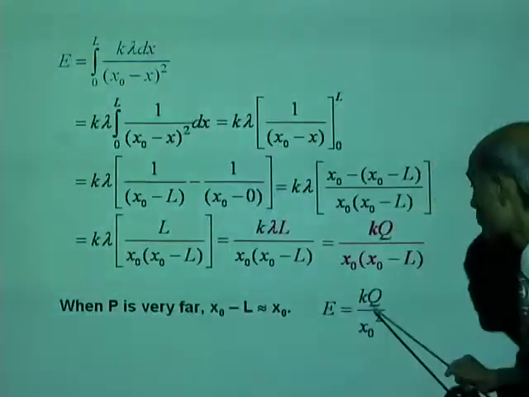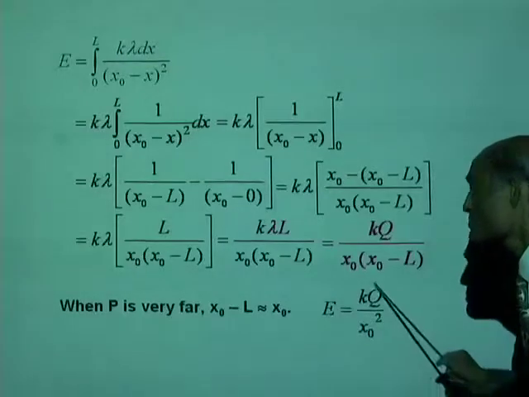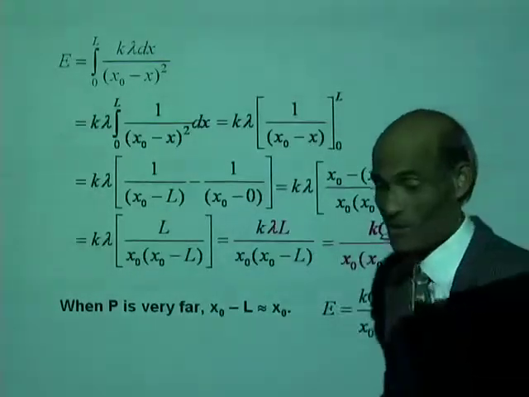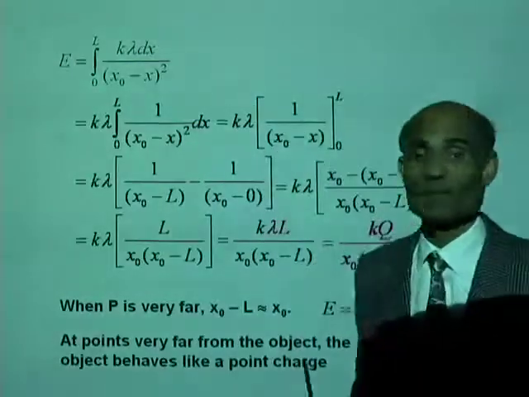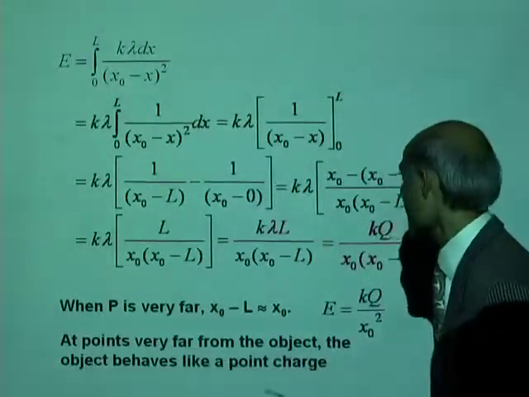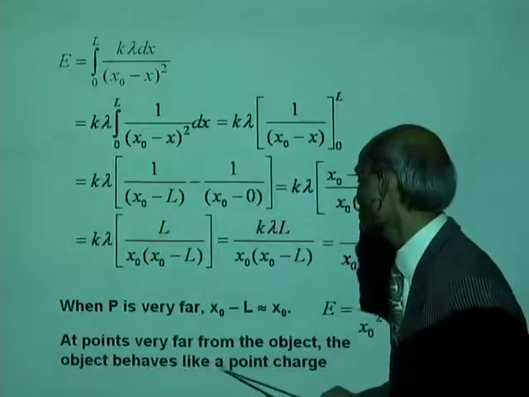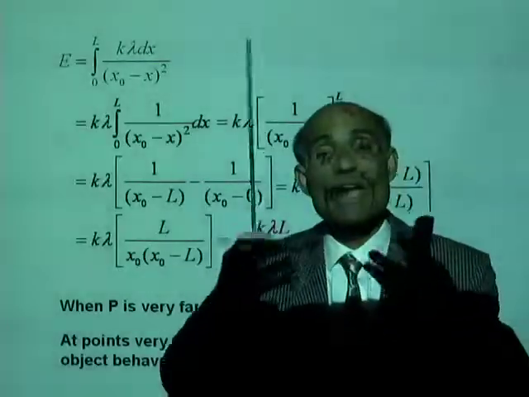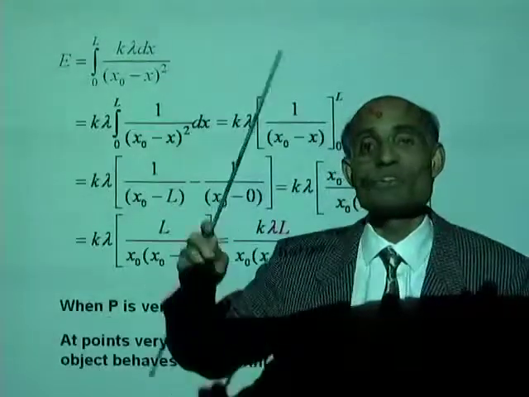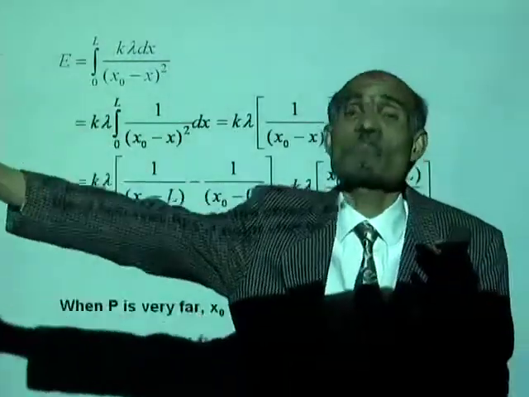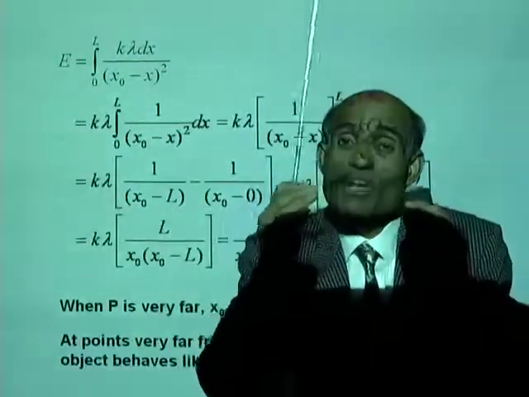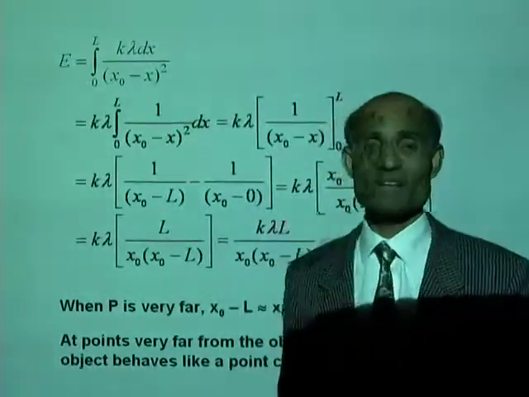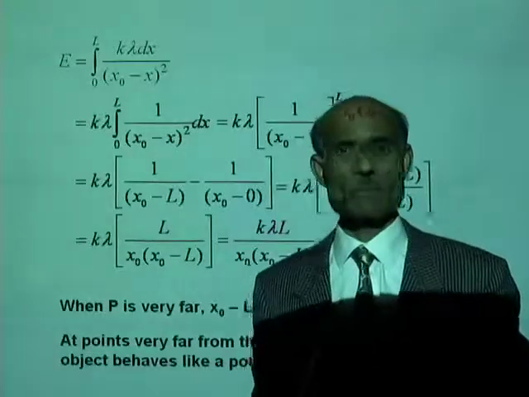Isn't this the equation for the field due to a point charge? Yes. A point very far from the object behaves like a point charge. And that is true for any extended object. When you take points very far from the object, the extended object can be considered to be a point object. I think you can understand that point.